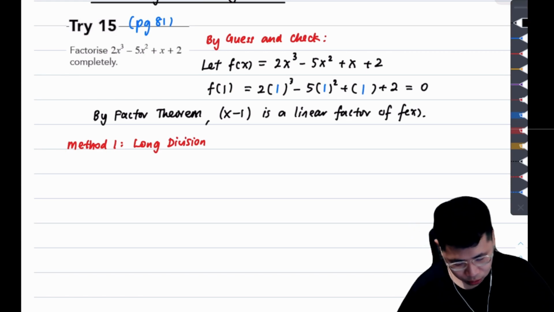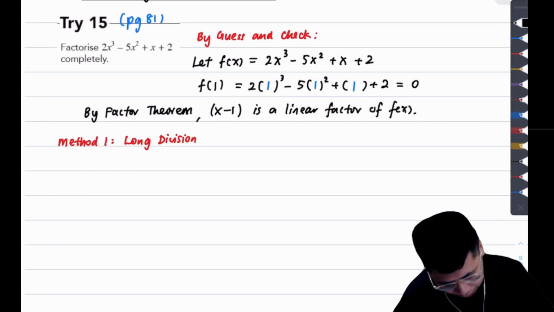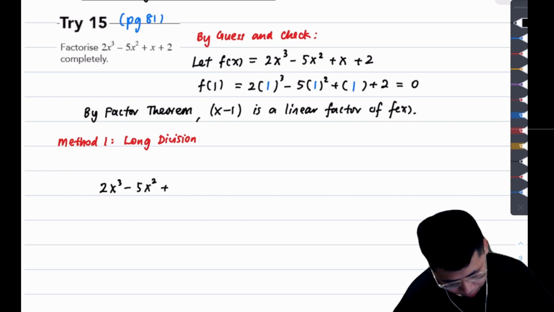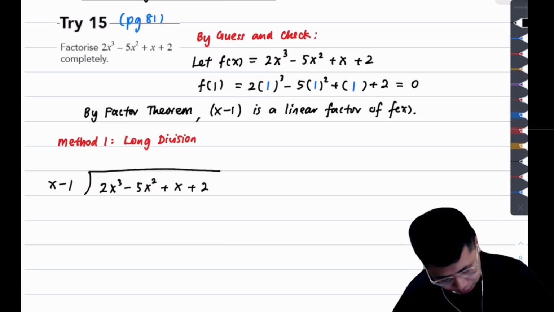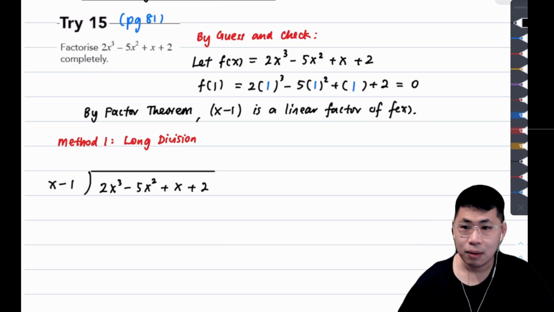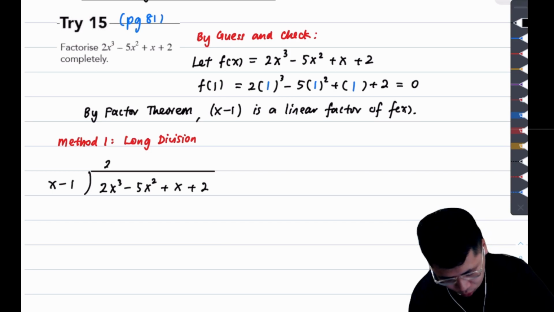Okay, so let's do this. We are going to start off with 2x cubed minus 5x squared plus x plus 2, and here I'm going to divide by x minus 1. So let us do some multiplication over here. We have our 2x squared on top. So this is going to be our 2x cubed minus 2x squared.